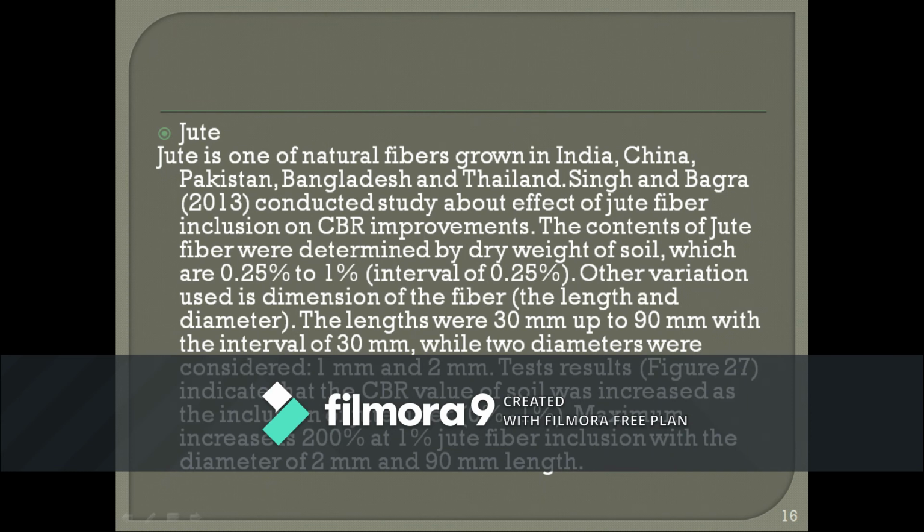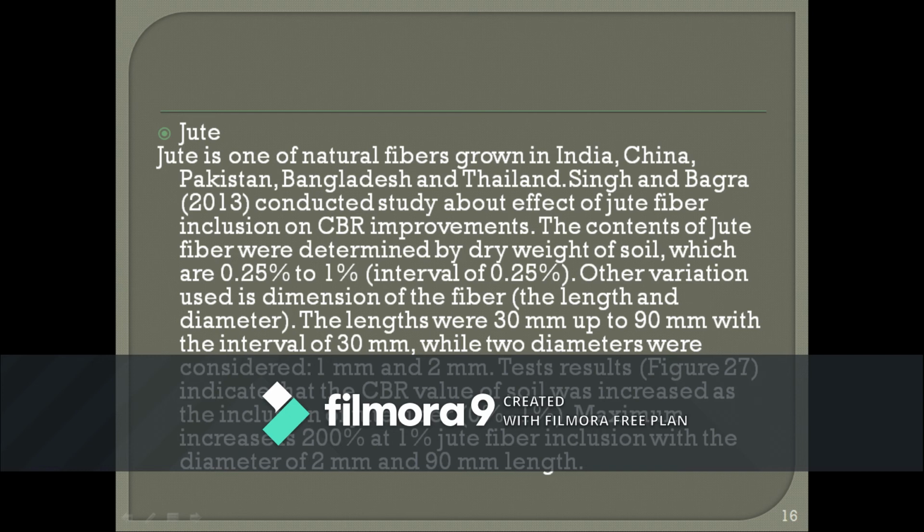The next common fiber we generally use is jute. All these materials we have been using in India for a long time. So let us see how jute is used. Jute is one of the natural fibers grown in India, China, Pakistan, Bangladesh and Thailand. The people who conducted the experiment were Singh and Bagra. They conducted a study about the effect of jute fiber inclusion on CBR improvements.